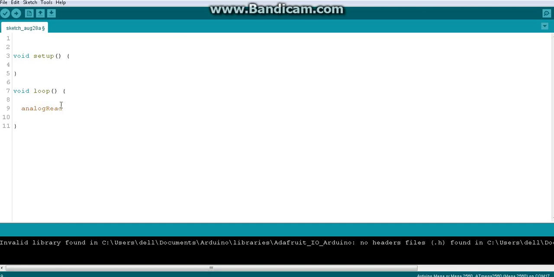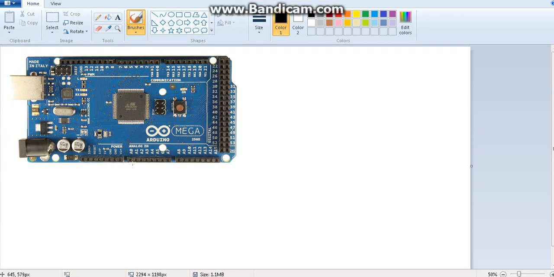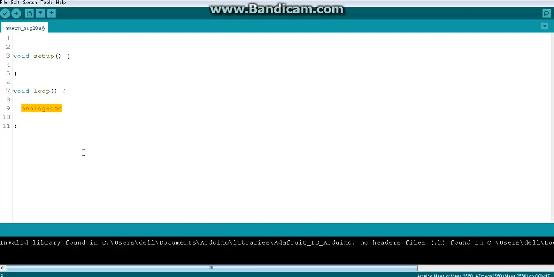Why am I writing it inside the void loop instead of void setup? Because we have to continuously read the particular pin. For example, let's say I am connecting a sensor to A0 and reading the sensor value. At any moment I am looking at the serial monitor or any display to know the sensor value, that should be the real time value, right? At that particular moment I want to see the value only. So I have to write inside the void loop. That is why it will repetitively keep reading the value. Then at any moment if I see the value, I will get the real time value.